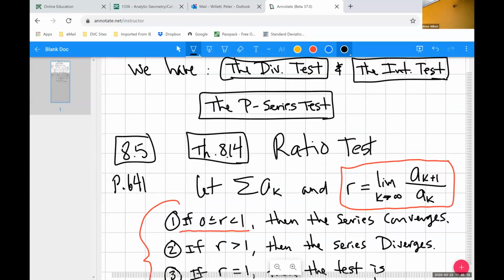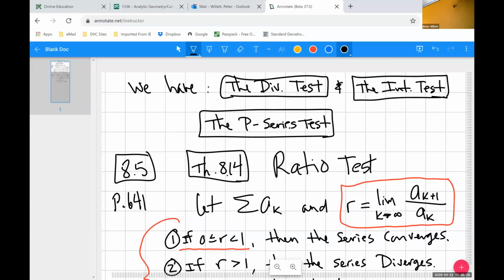Okay, so I'm going to go up here and add a test, the ratio test. Ratio test is a very important one, gets used a lot. It's probably your number one used test, unless it's something like the p-series where you can just look and see that it's obvious.